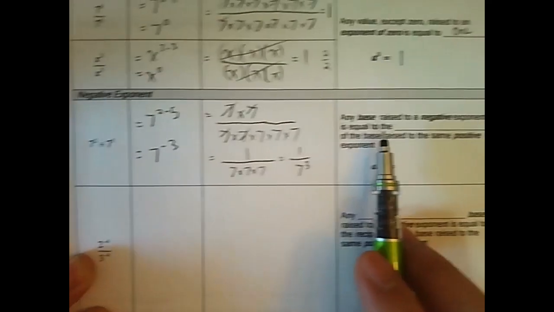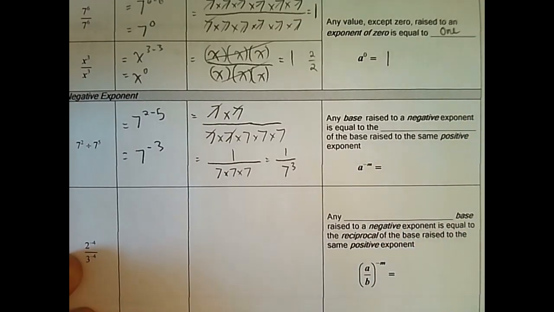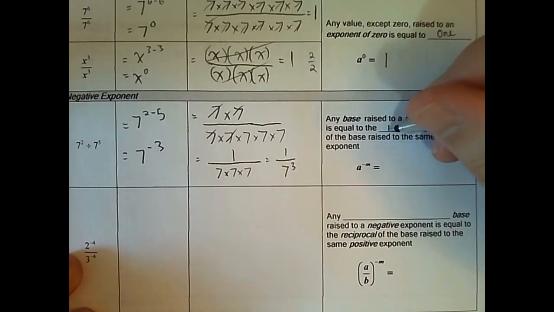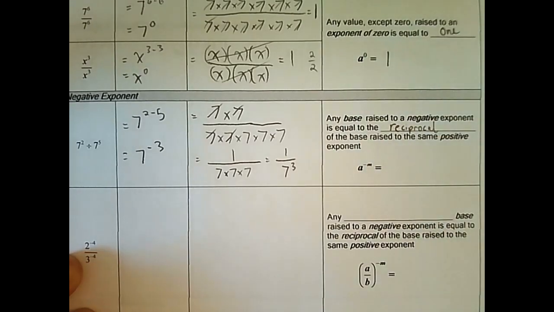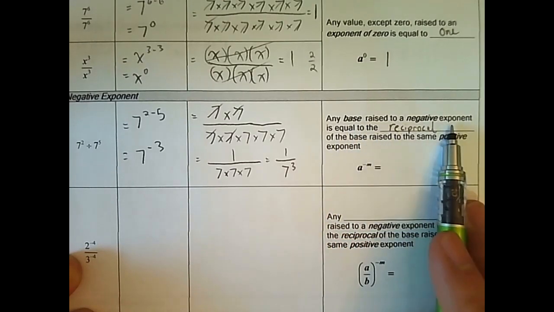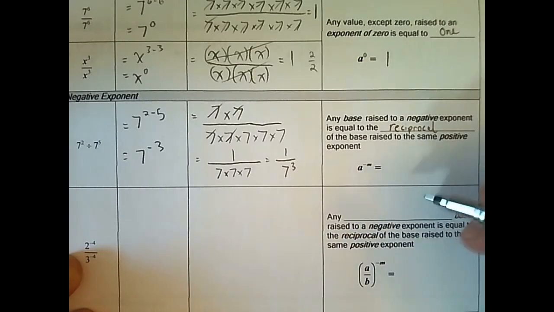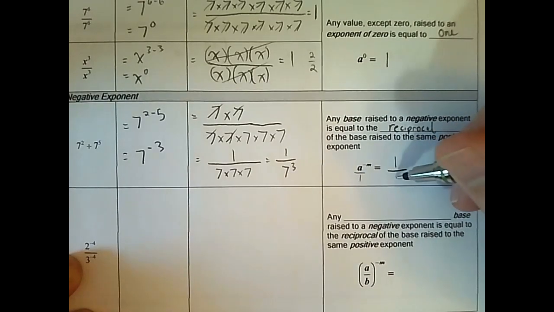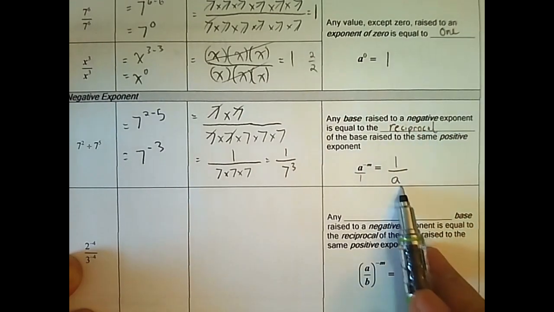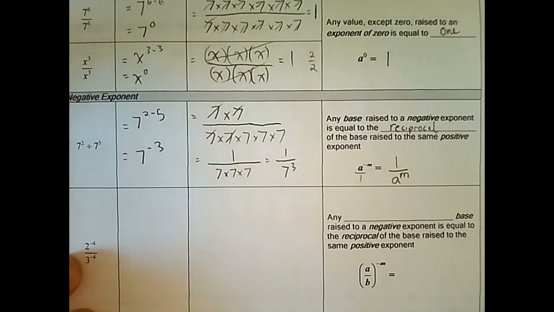So any base raised to a negative exponent is equal to the reciprocal of the base raised to the same positive exponent. So if the base here is a, we get the reciprocal of the base. Remember, reciprocal just means if this is a over 1, we flip it. So it's 1 over a. And this a is still raised to the same positive exponent, but it's going to be at the bottom of the fraction.